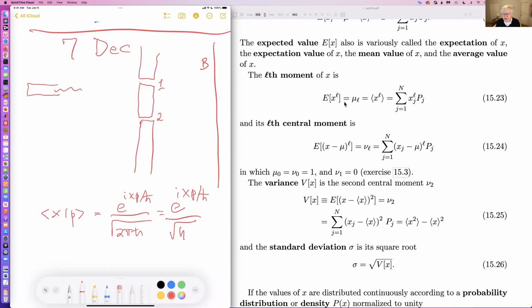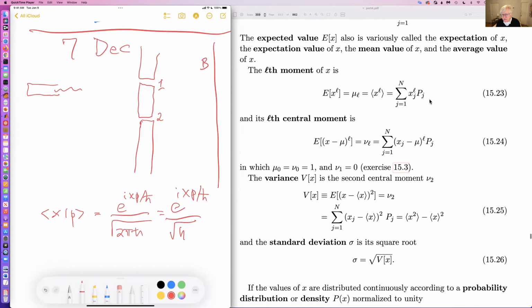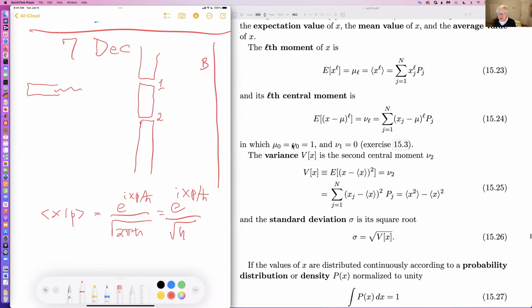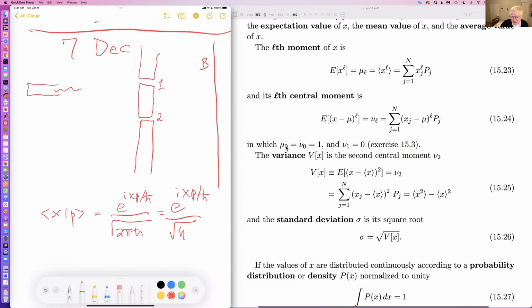The Lth moment is the average value of x to the L. So it's x_j raised to the power L times p_j. The Lth central moment is x_j minus the average of x, raised to the Lth power, times p of j. And by definition, mu 0 equals nu 0 equals 1, and nu 1 is 0.